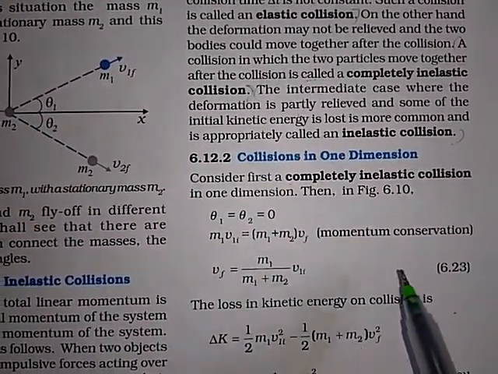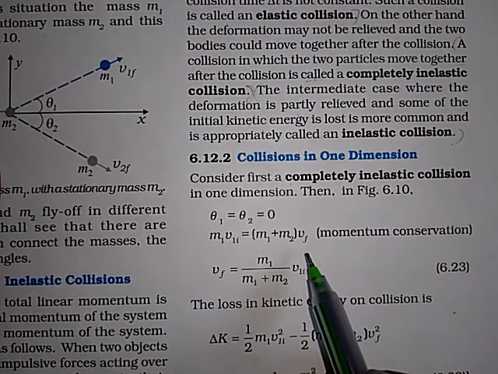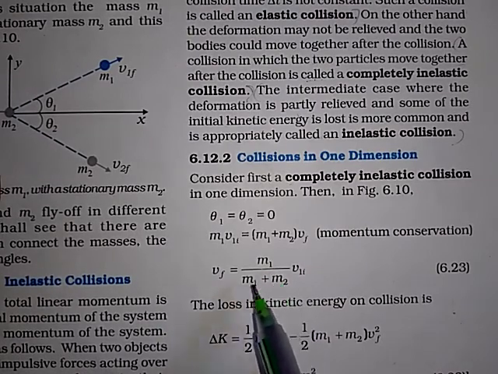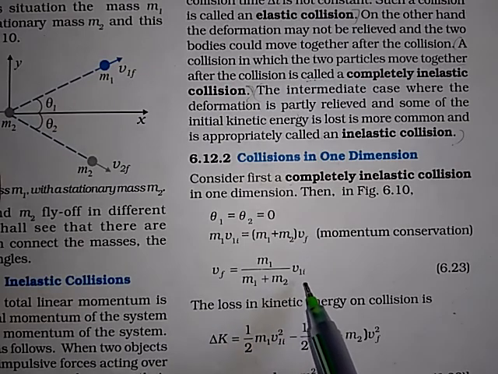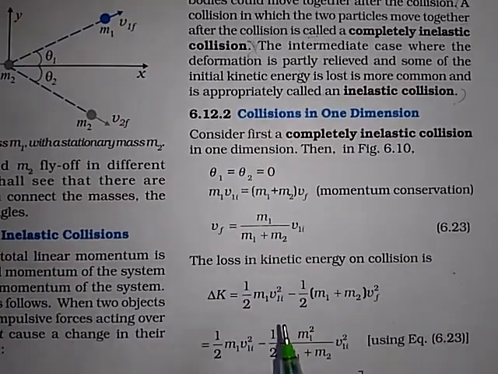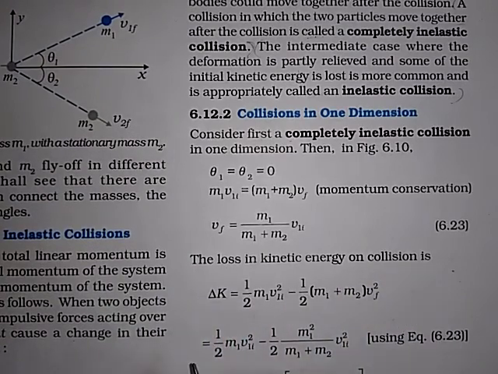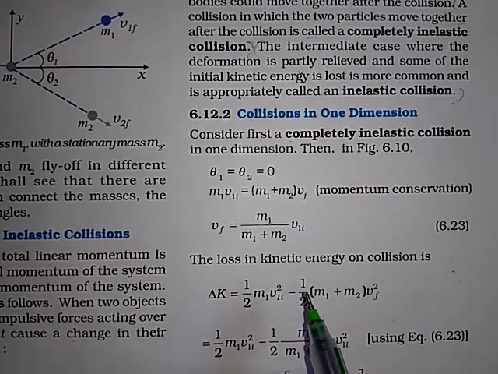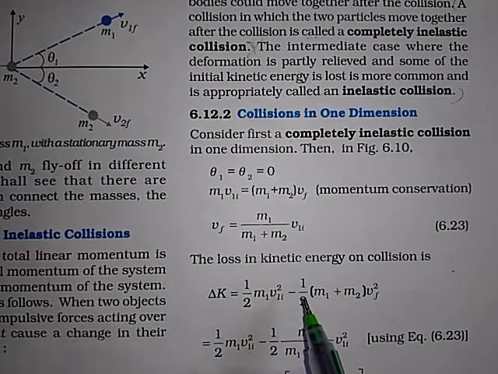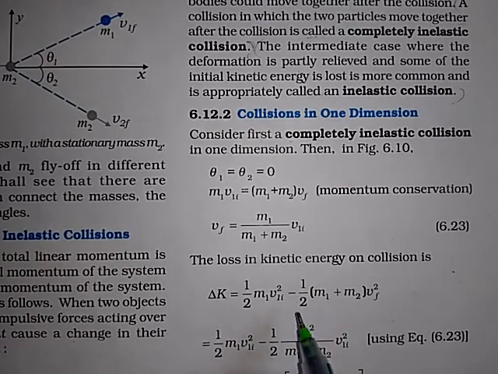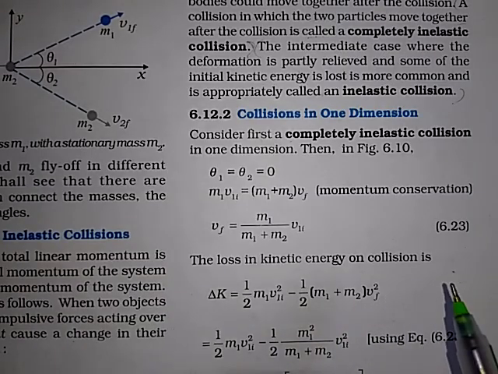This is momentum conservation. From this, Vf is equal to M1 divided by (M1 plus M2) into V1I. Now, the loss in kinetic energy on collision is delta K. So we must see half mv square is the total energy before collision, and after collision minus half (m1 plus m2) into vf square.